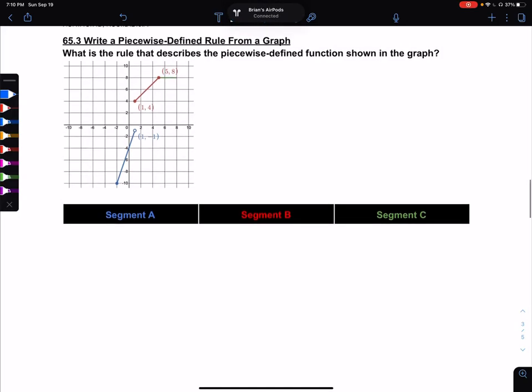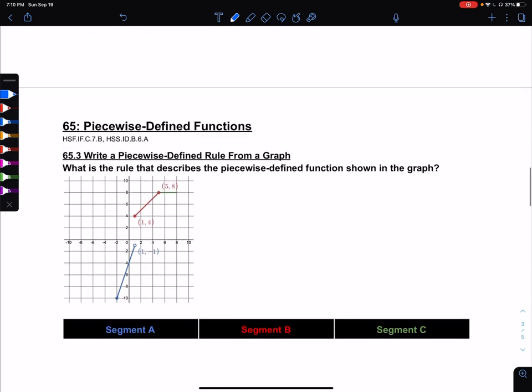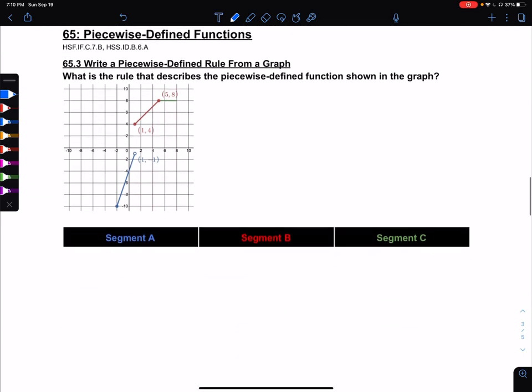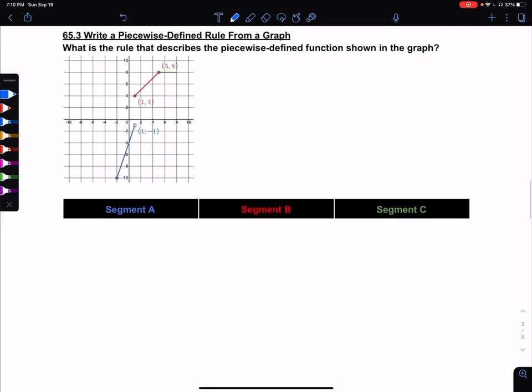In this video, we're going to look at topic 65, example 3, where we write a piecewise defined rule from a graph. So it's kind of the opposite from the previous example. In example 2, they gave us the piecewise defined function and we had to come up with the graph. This time, they are giving us the graph and we have to come up with the piecewise defined function.